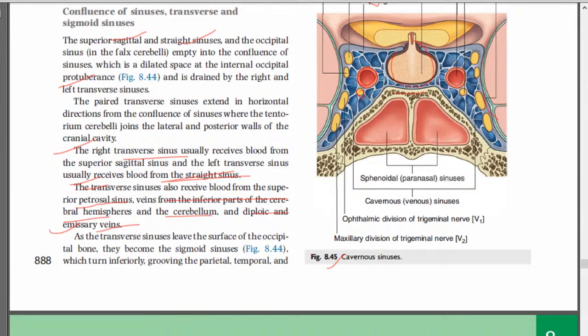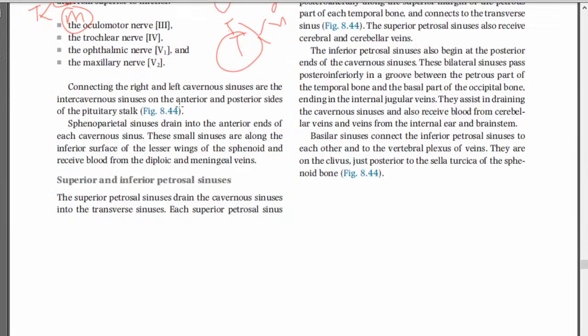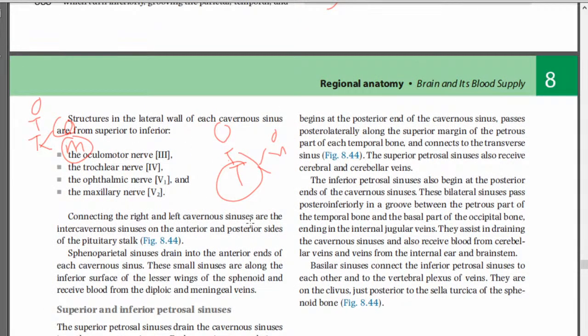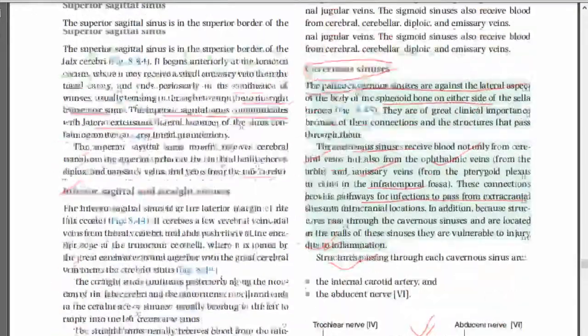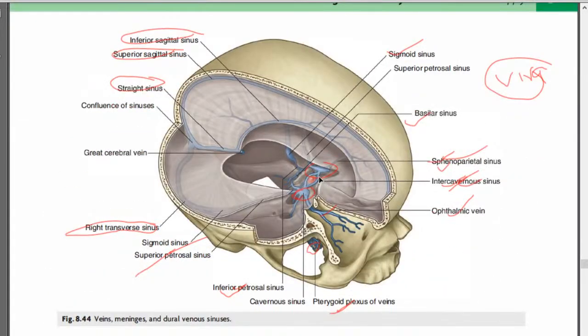Okay. This is the sphenoidal sinus, present in between. Connecting the right and left cavernous sinuses are the intercavernous sinuses, on the anterior and posterior side of the pituitary stalk. It basically says these intercavernous sinuses connect both the right and left.